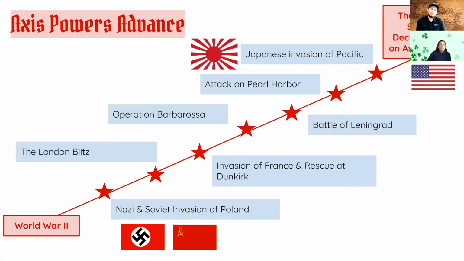We have the Axis powers advance. World War II has started. It's going to start with the Nazi and Soviet invasion of Poland, followed by the London Blitz, the invasion of France and rescue at Dunkirk, Operation Barbarossa, the Battle of Leningrad, an attack on Pearl Harbor, and the continued Japanese invasion of the Pacific, ending with the United States declaring war on the Axis powers.